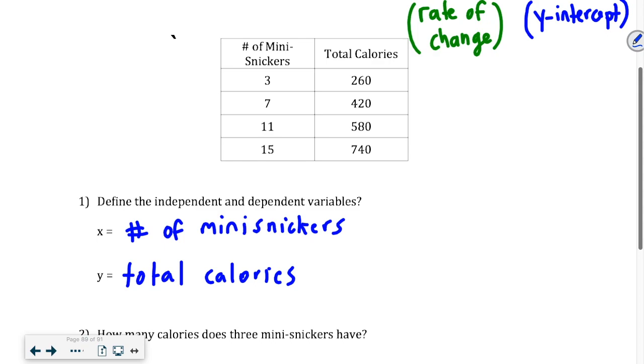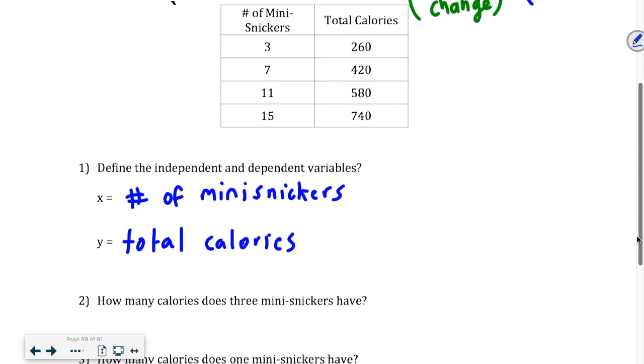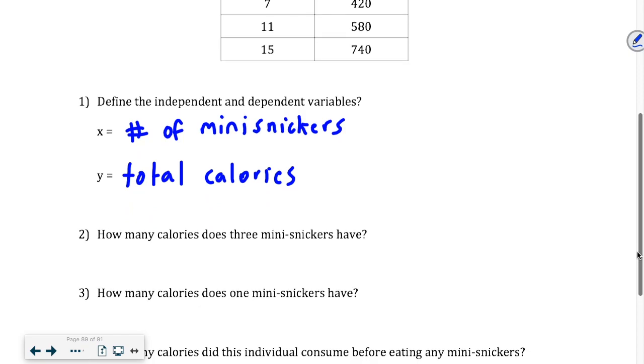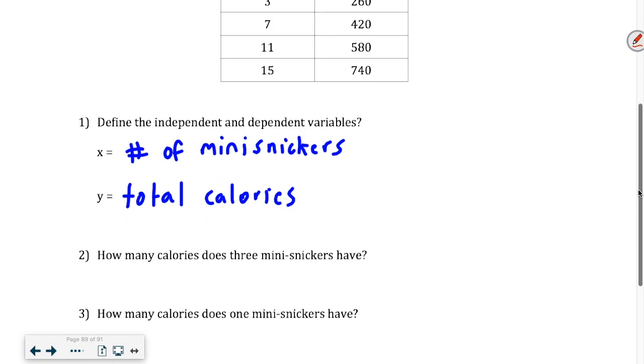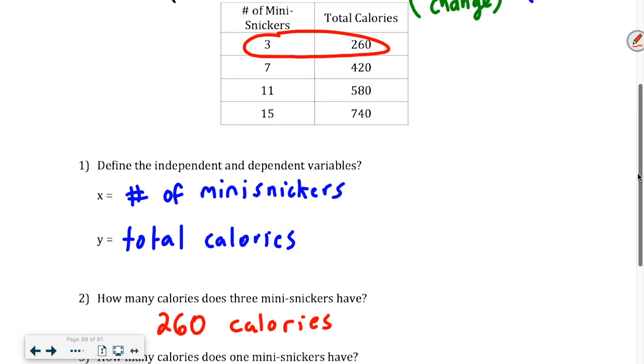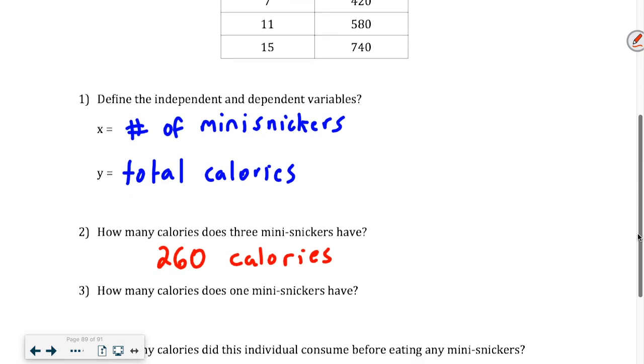Mini Snickers one eats. The next question says, how many calories does 3 mini Snickers have? Well, if we look at the table, we can see that 3 mini Snickers has 260 calories. So 260 calories, just by looking at the table. Question number 3 says, how many calories does 1 mini Snicker have? Well, it's very difficult to tell from the table. Well, not difficult, but it's not easy to tell from the table. So we have to find the rate of change.